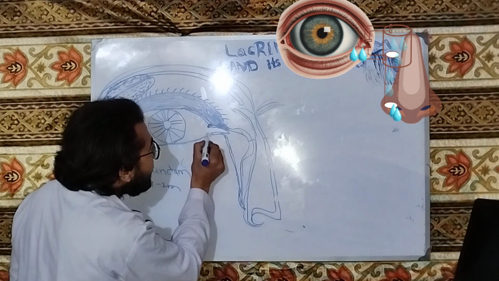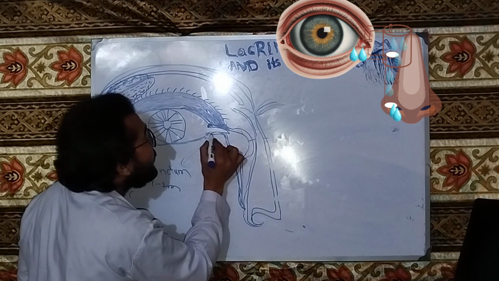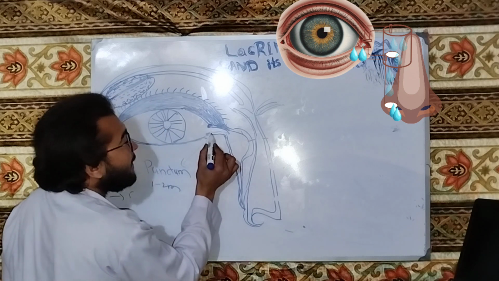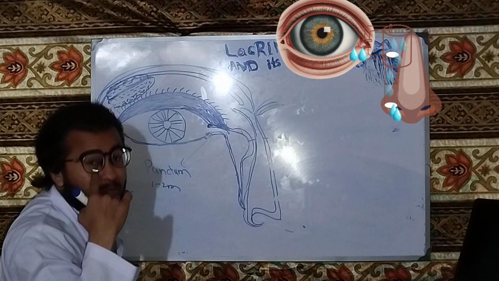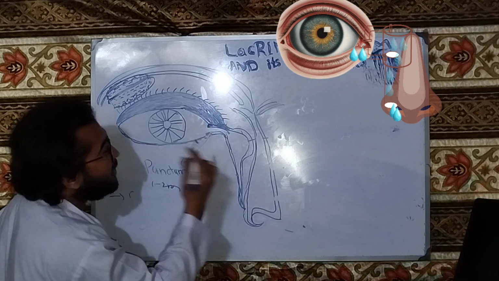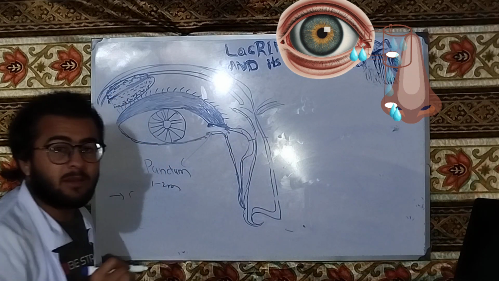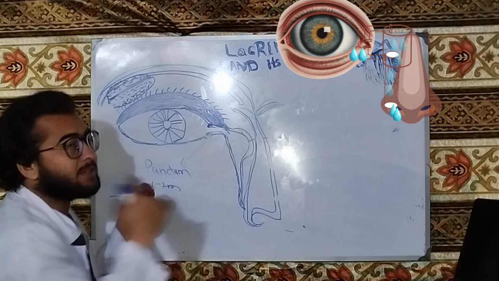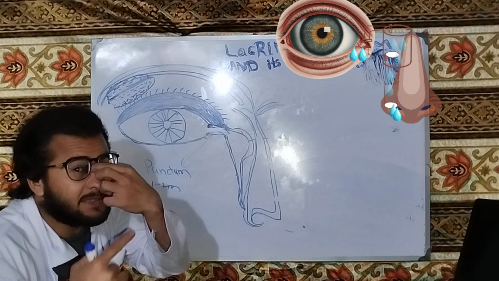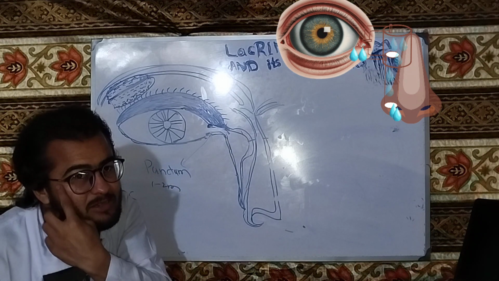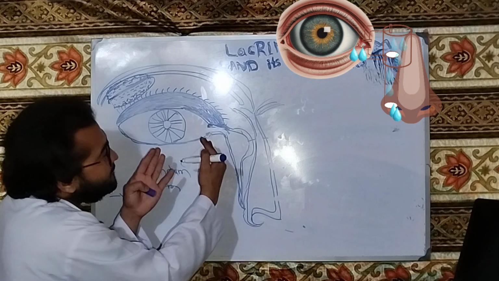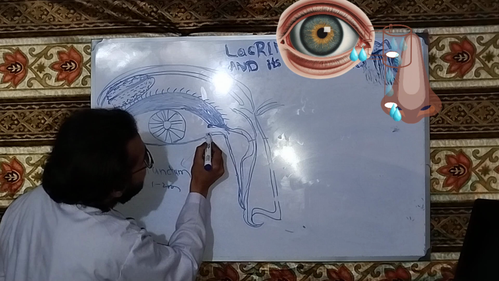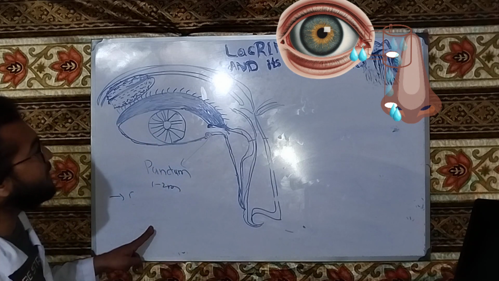Now from the punctum we have the canaliculus. We have the inferior canaliculus on the inferior lid margin, and we have the superior canaliculus on the superior lid margin. And remember, both puncta are located in the medial canthal region. So they are not present on the lateral side. They are present on the medial aspect of the eye, in the medial canthal region. So this is the punctum, and the punctum is about 1 to 2 millimeters.